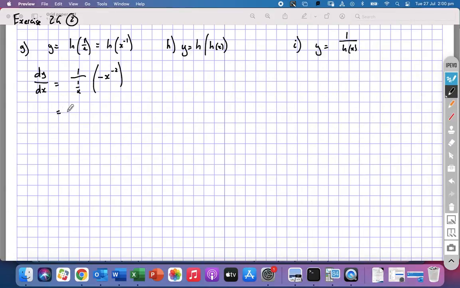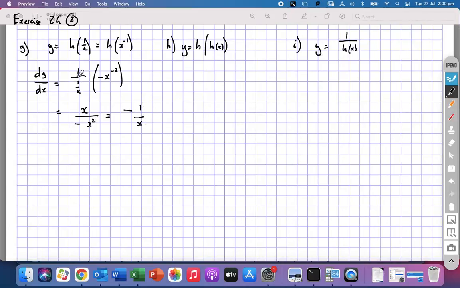So we get x times minus x to the power of minus 2. That's the same as, so we'll put the minus up here, the x's cancel here, so you're left with minus 1 on x.